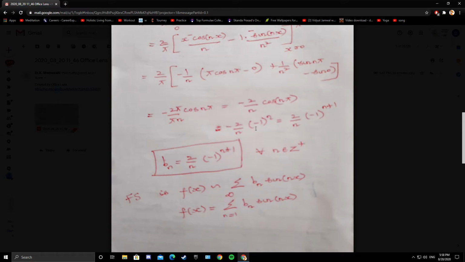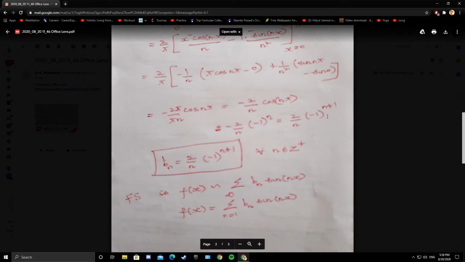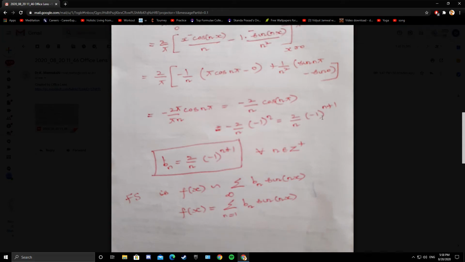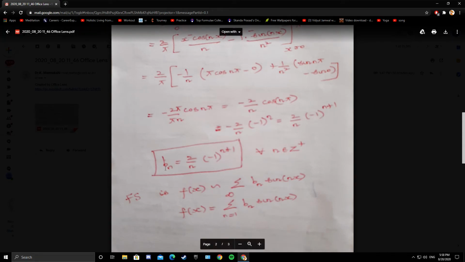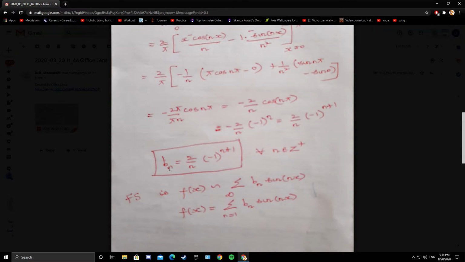What is cos n pi? Minus 1 whole power n. So 2 by n minus 1 whole power n into minus 1, that is minus 1 whole power n plus 1. Therefore, the Fourier coefficient Bn or the Euler's constant Bn is 2 by n minus 1 whole power n plus 1, where n is a positive integer.